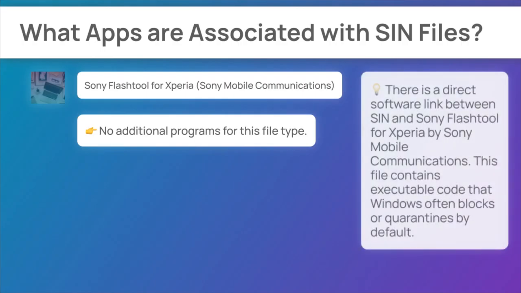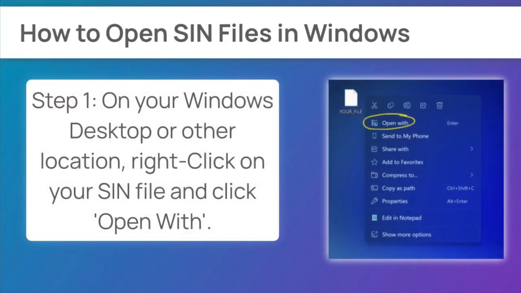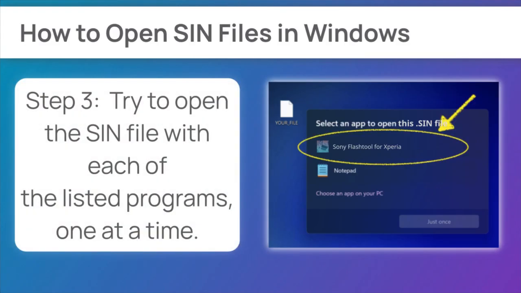This file contains executable code that Windows often blocks or quarantines by default. Windows displays only high-level attributes, so firmware inspection requires specialized software. We need to identify a functional opener. Right-click the SIN file and choose Open With. Prioritize Sony Flashtool for Xperia if it shows up. If it is not there, choose any other application. The right one is out there.